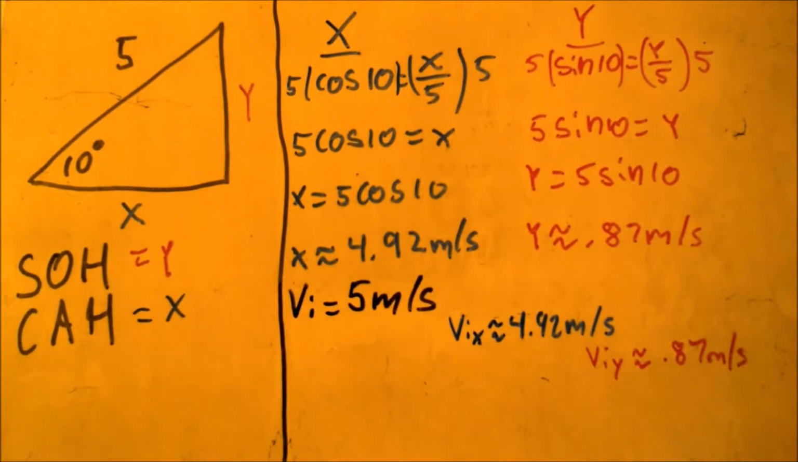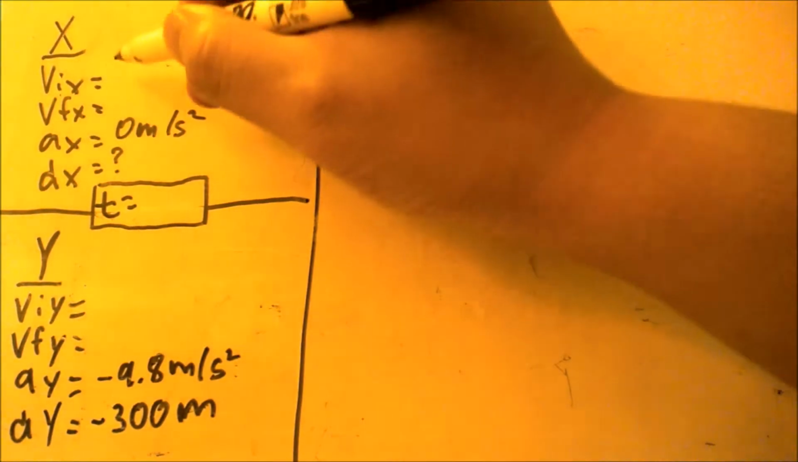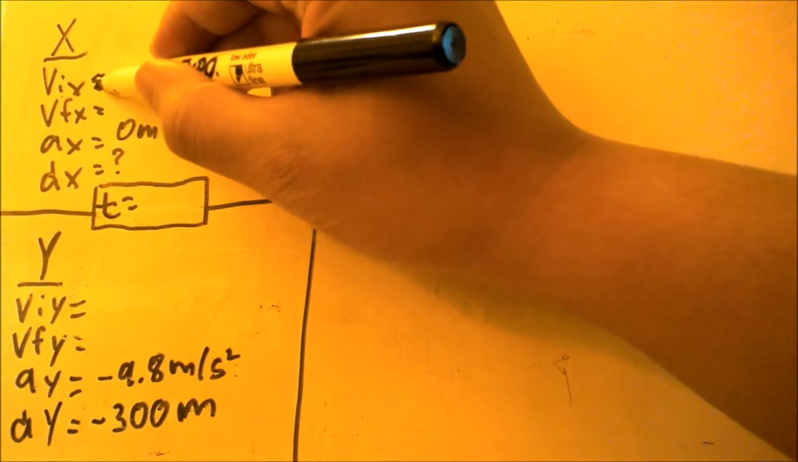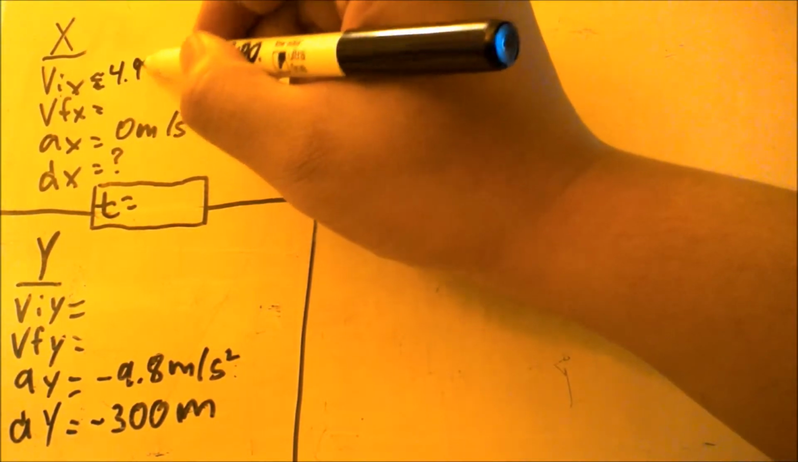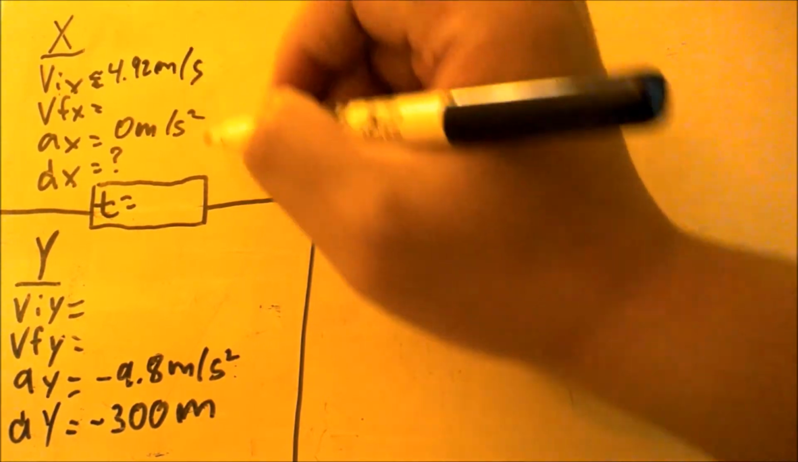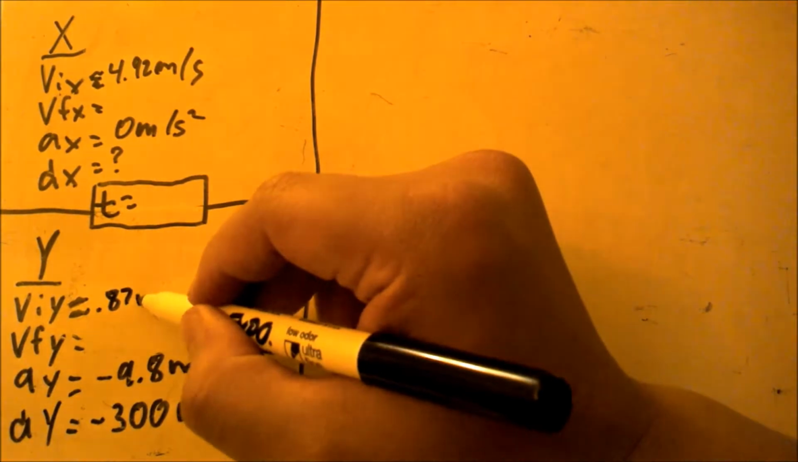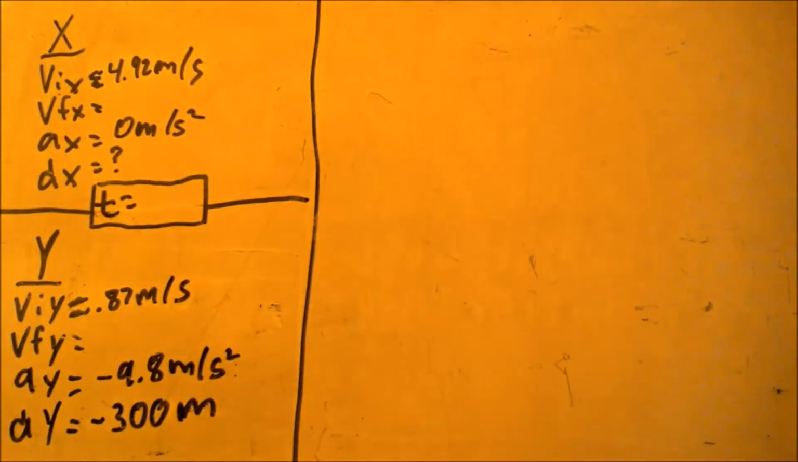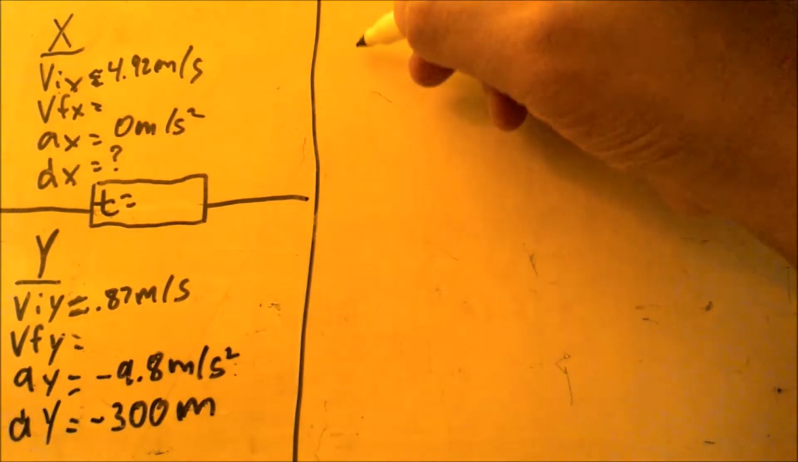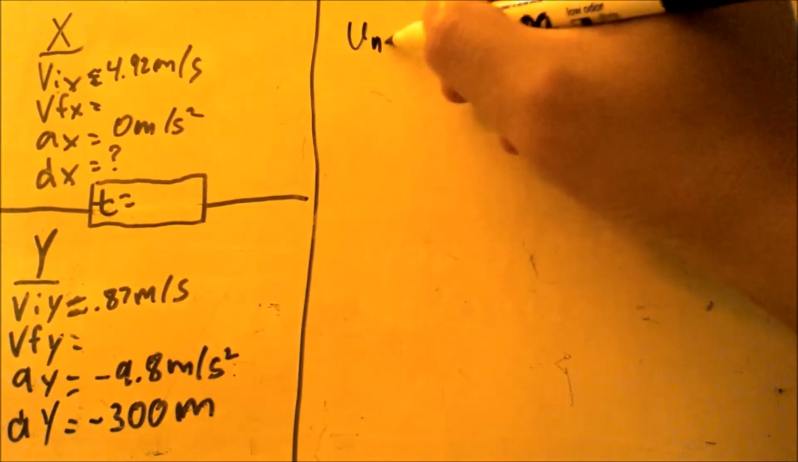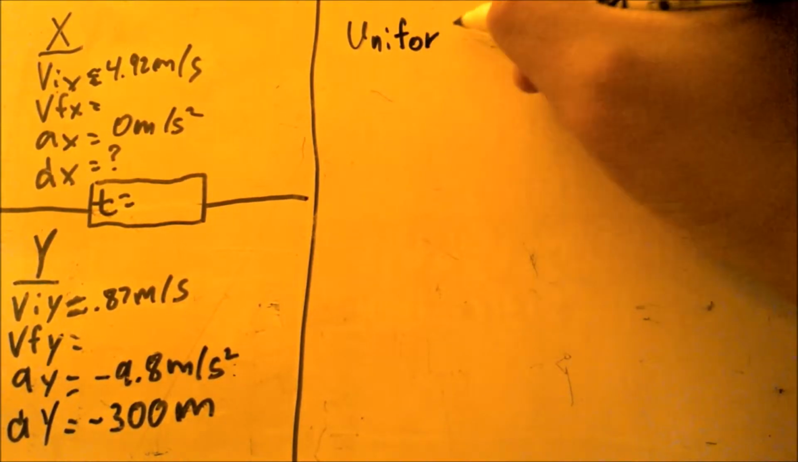Okay, so now we have our velocities. We're going to plug in, actually, let's make them about 4.92 meters per second and about 0.87 meters per second. So we're done with the vectors. So here comes the uniform acceleration part. We need to know about the 4 uniform acceleration equations.